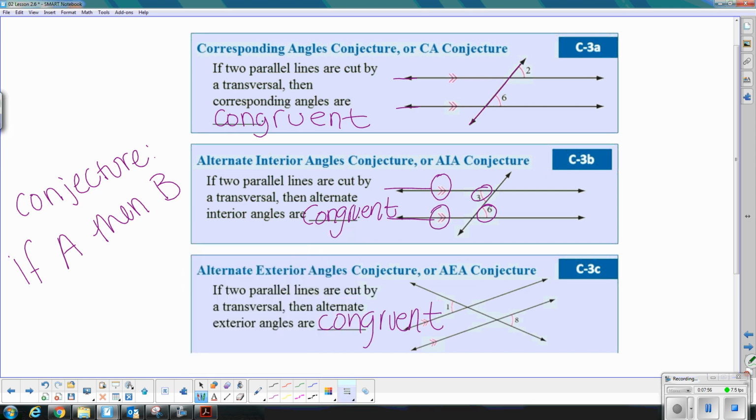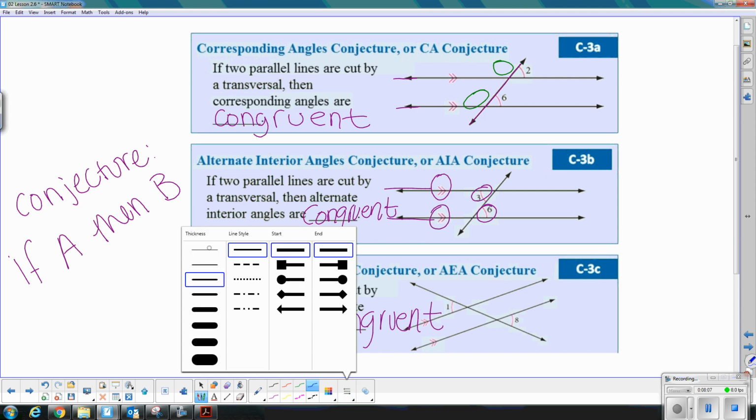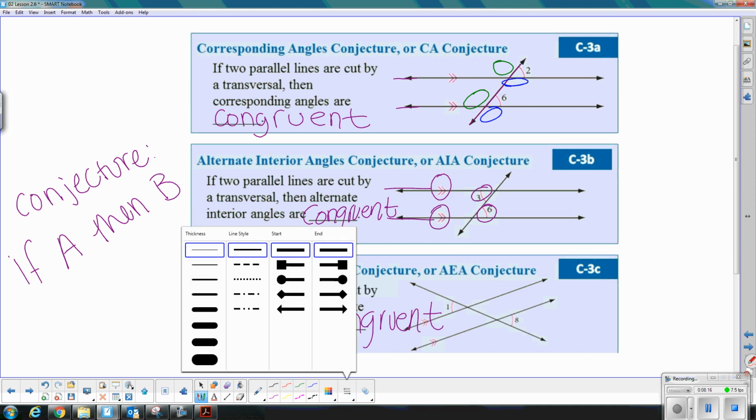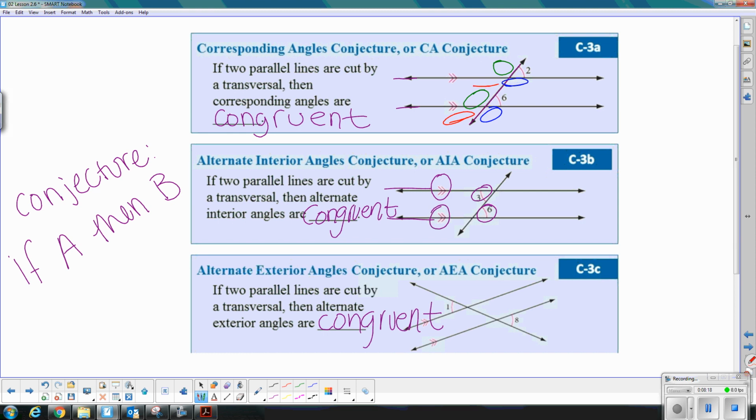So the first one, two parallel lines are cut by a transversal, corresponding angles. We have angle 2 and 6, but it's also true about these two angles, which are corresponding, or about these two angles that are corresponding, or about these two angles that are corresponding. So it's true about all corresponding angles related to specifically parallel lines cut by a transversal.